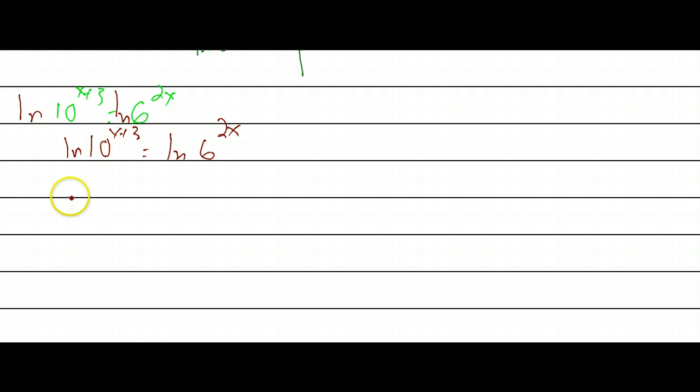So again, you have your x's. So you write this as x plus 3 times natural log of 10 is equal to 2x times natural log of 6.